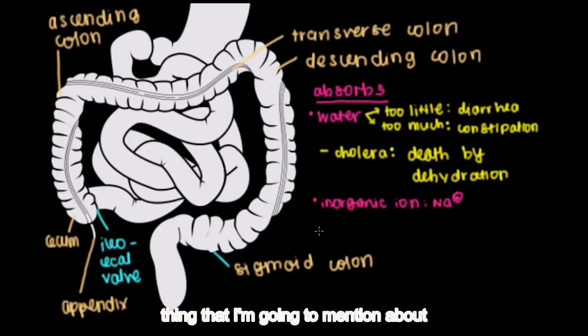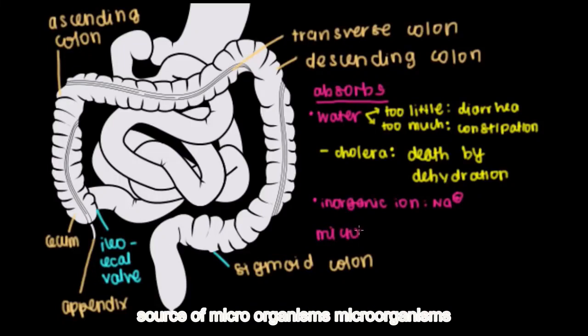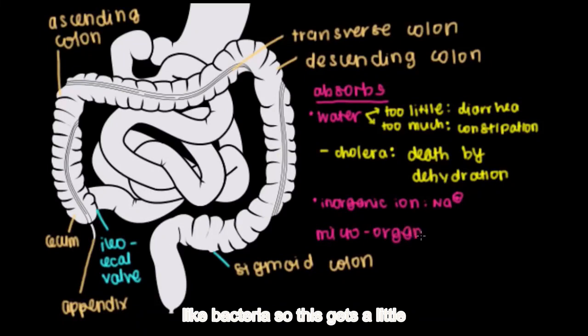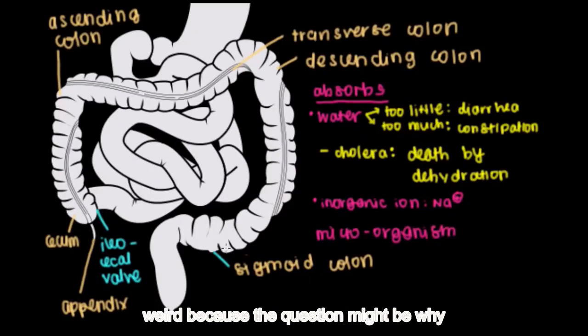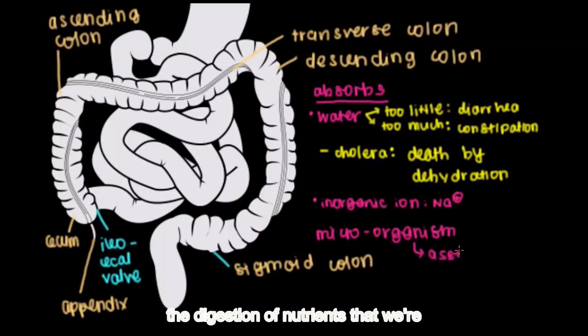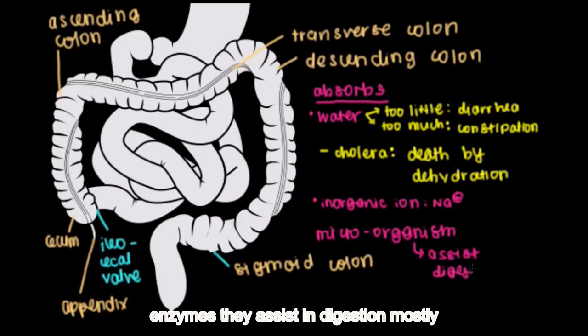Now, another interesting thing that I'm going to mention about the large intestine is that it's a rich source of microorganisms, like bacteria. This gets a little weird, because the question might be, why do we have bacteria hanging out in our colon? What's the purpose of that? Well, bacteria in our colon actually assist in the digestion of nutrients that we're not able to digest because we lack those enzymes. They assist in digestion mostly of carbohydrates. And this is kind of a significant process.